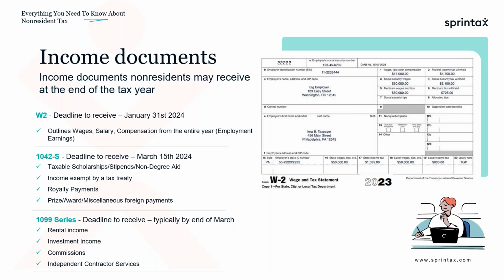This is a very important slide around some of the income documents that you might receive to report the income that you received during the tax year. So we have the W-2, the 1042-S, and the 1099 series. The W-2 is probably going to be the most common.